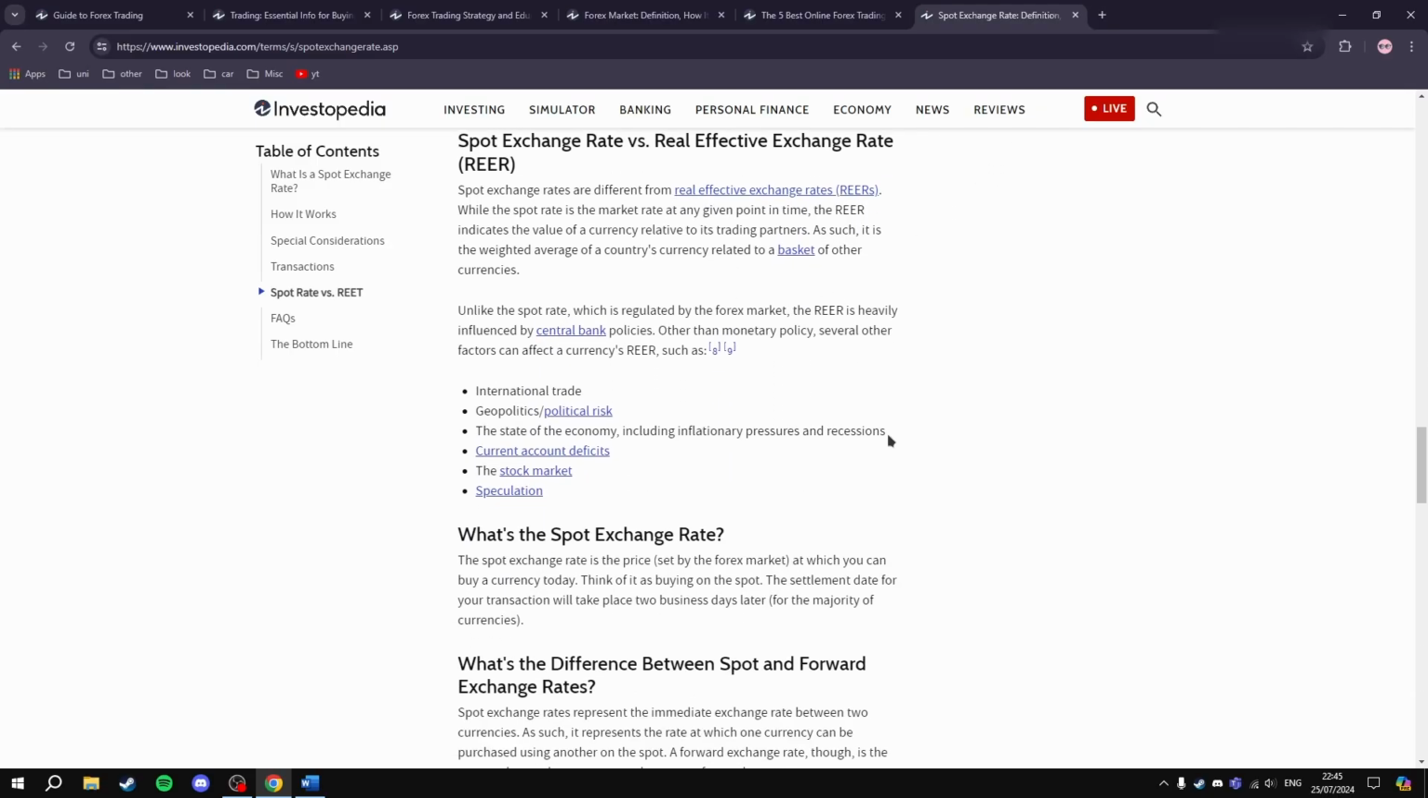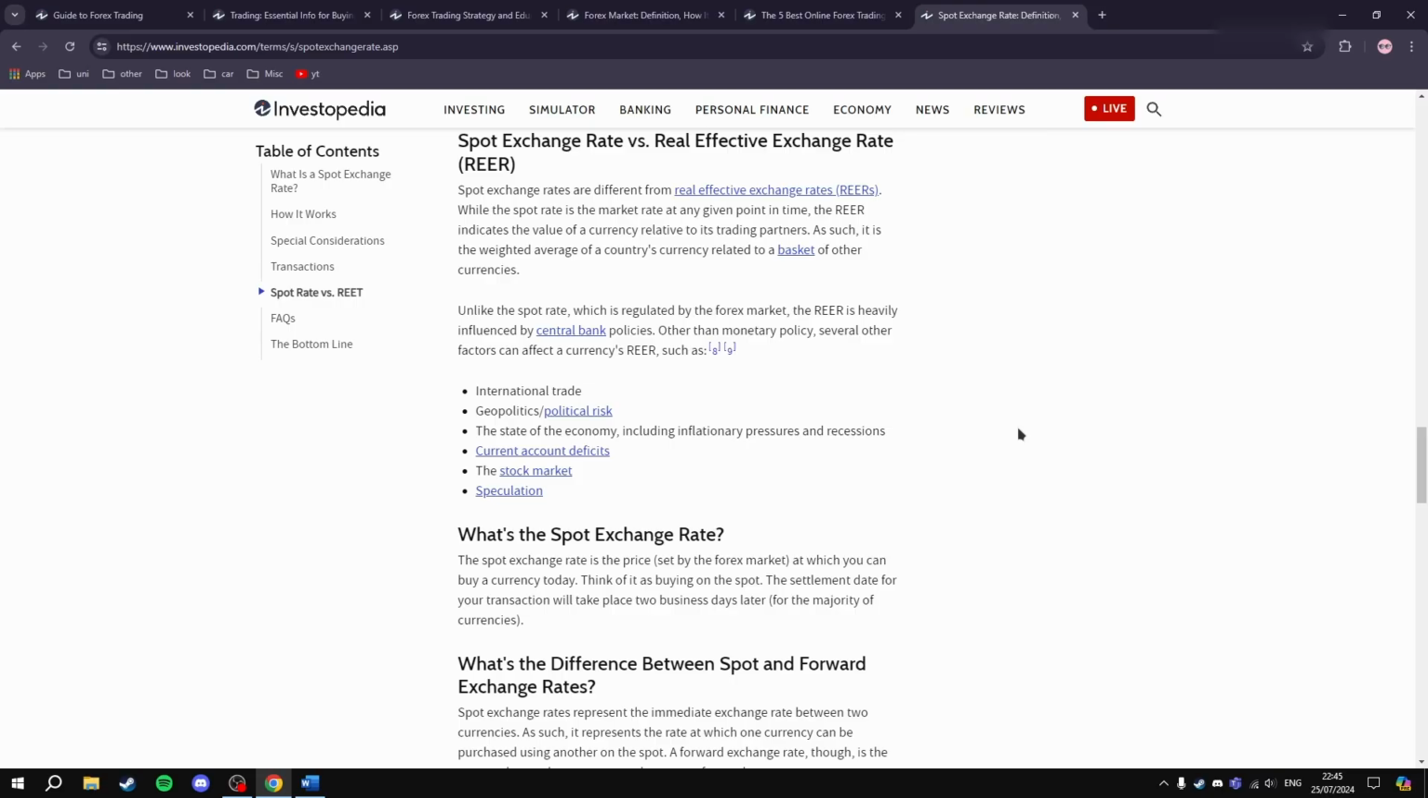Spot exchange rate versus real effective exchange rate. Spot exchange rates are different from real effective exchange rates. While the spot rate is a market rate at any given point in time, the real effective exchange rate indicates the value of a currency relative to its trading partners. As such, it is the weighted average of a country's currency relative to a basket of other currencies.